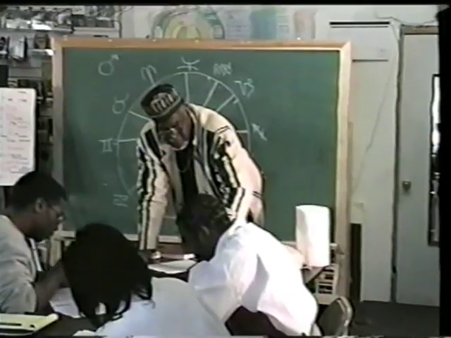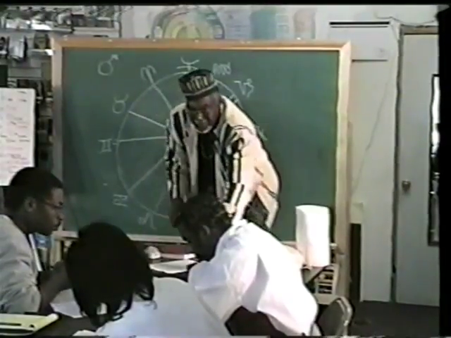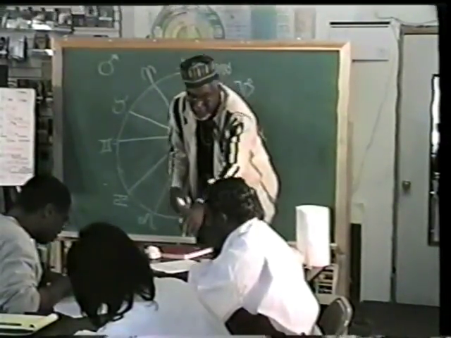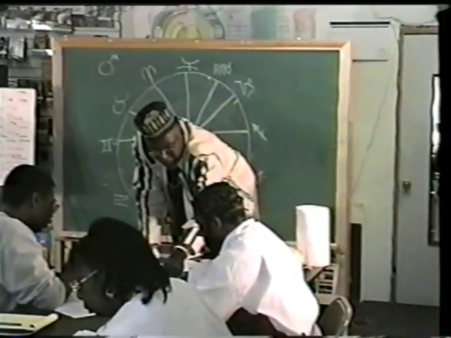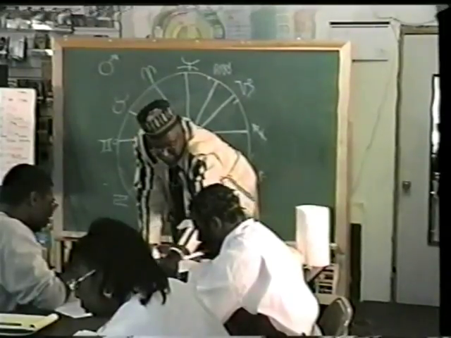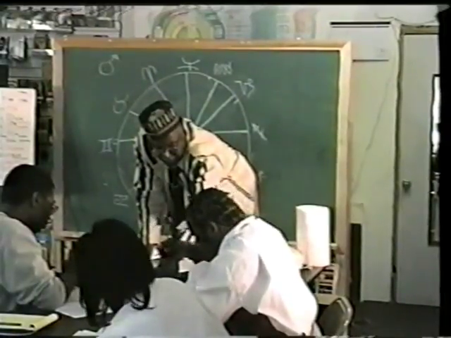Do you know that symbol? Gemini. Okay, now you place Mars in Gemini. These are the 30 degrees of Gemini. Place Mars in there.